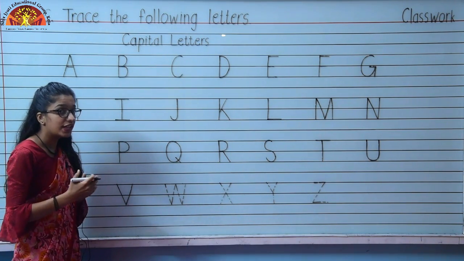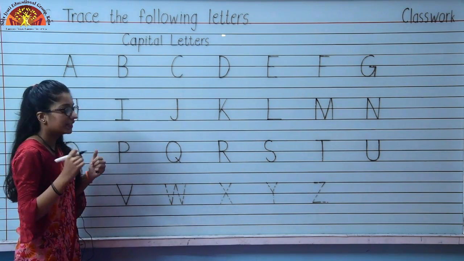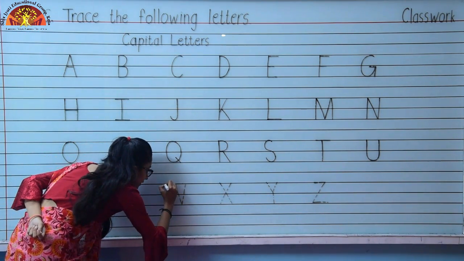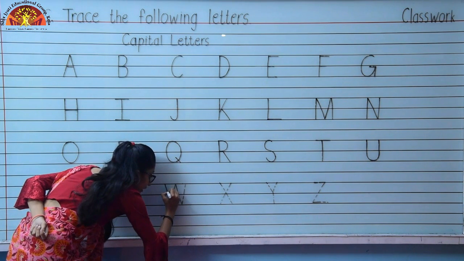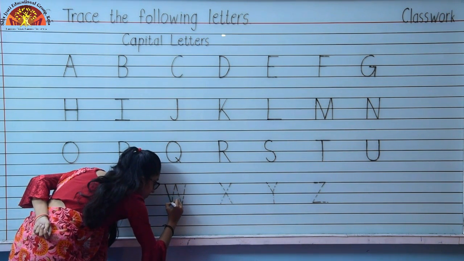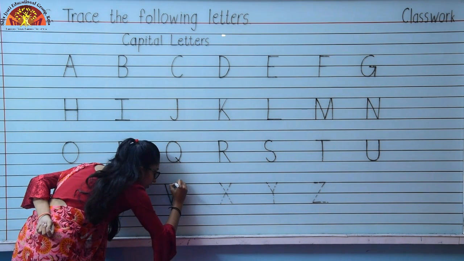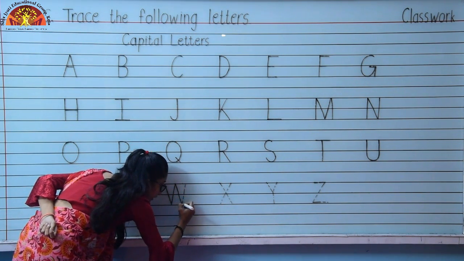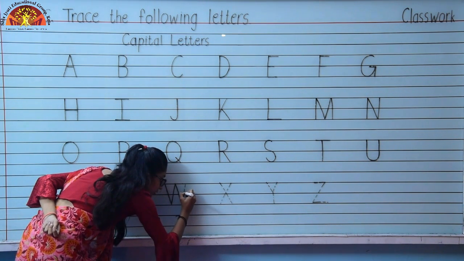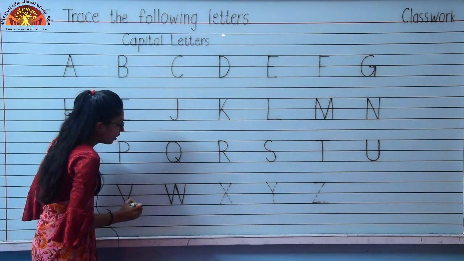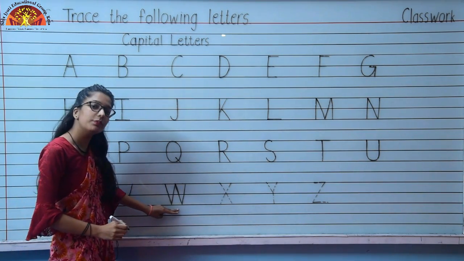Now after V, we have to write capital letter W. One slanting line, down, up, again down, then up. Like this. You have to draw capital letter W.